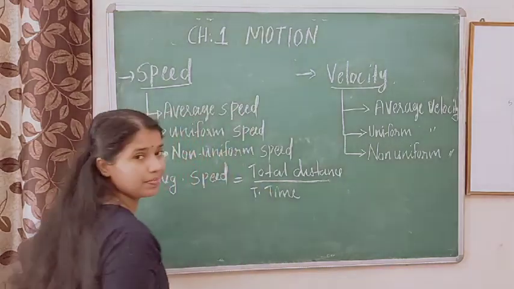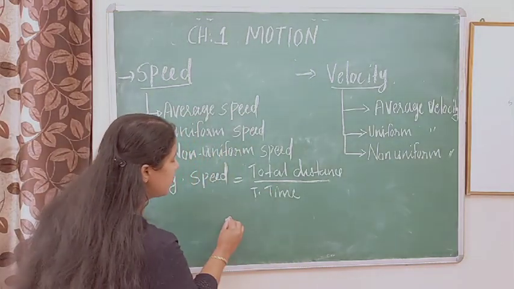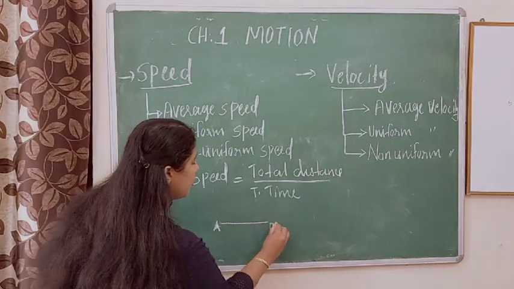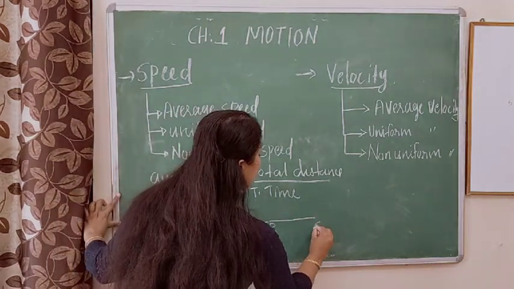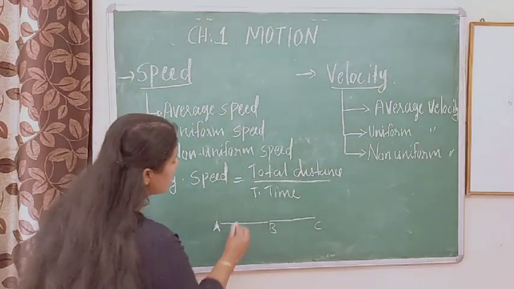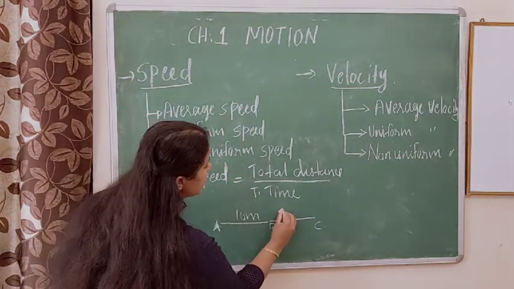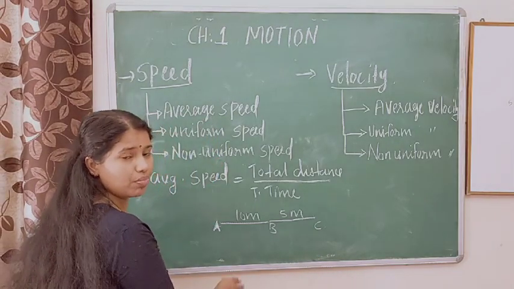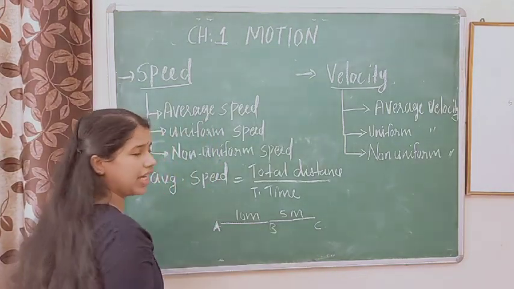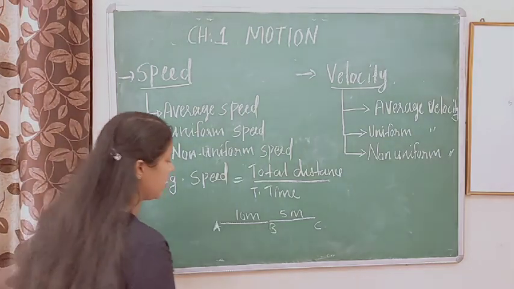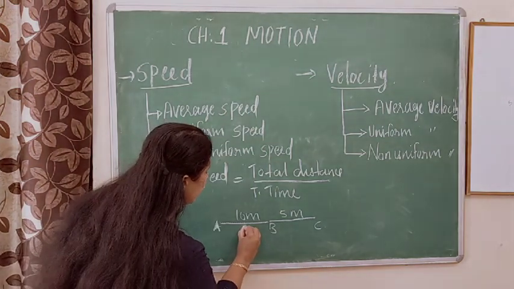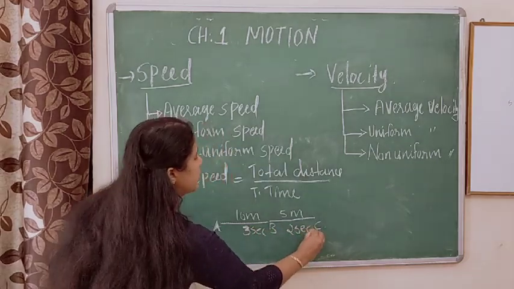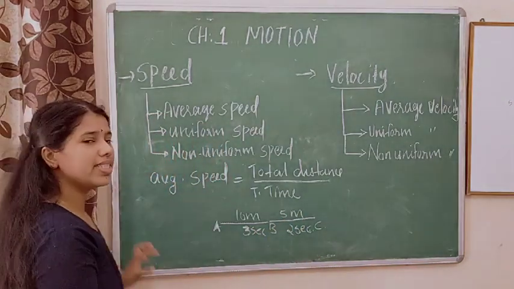For example, first a person moves from A to B, then again B to C. Just assume first it is 10 meter, second it is 5 meter. Here we can take 3 seconds, here 2 seconds.